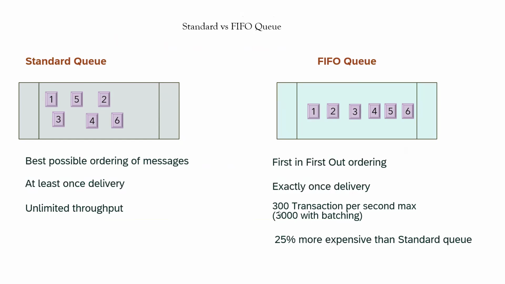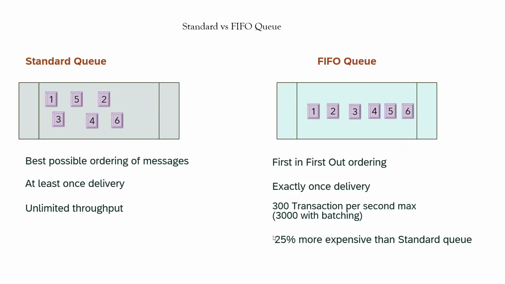It has a limitation of 300 transactions per second, max. The service can also pull the messages in a batch manner, like 5 messages in one pull, 10 messages in one pull. So the batching we can do. With the batching, the limit is 3,000 transactions in the batched manner. FIFO queue is 25% more expensive than a standard queue. So we can select the type of queue as per the requirement.